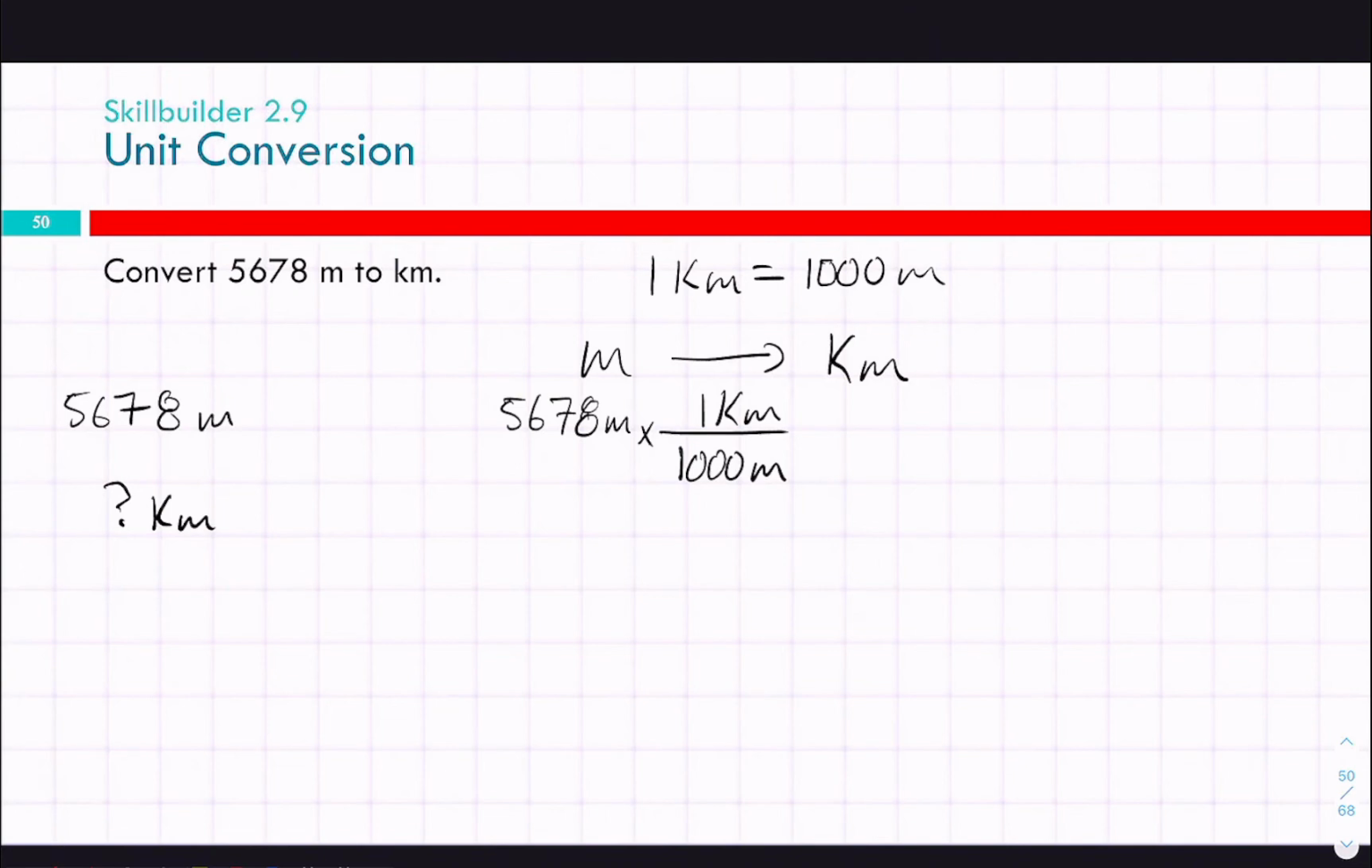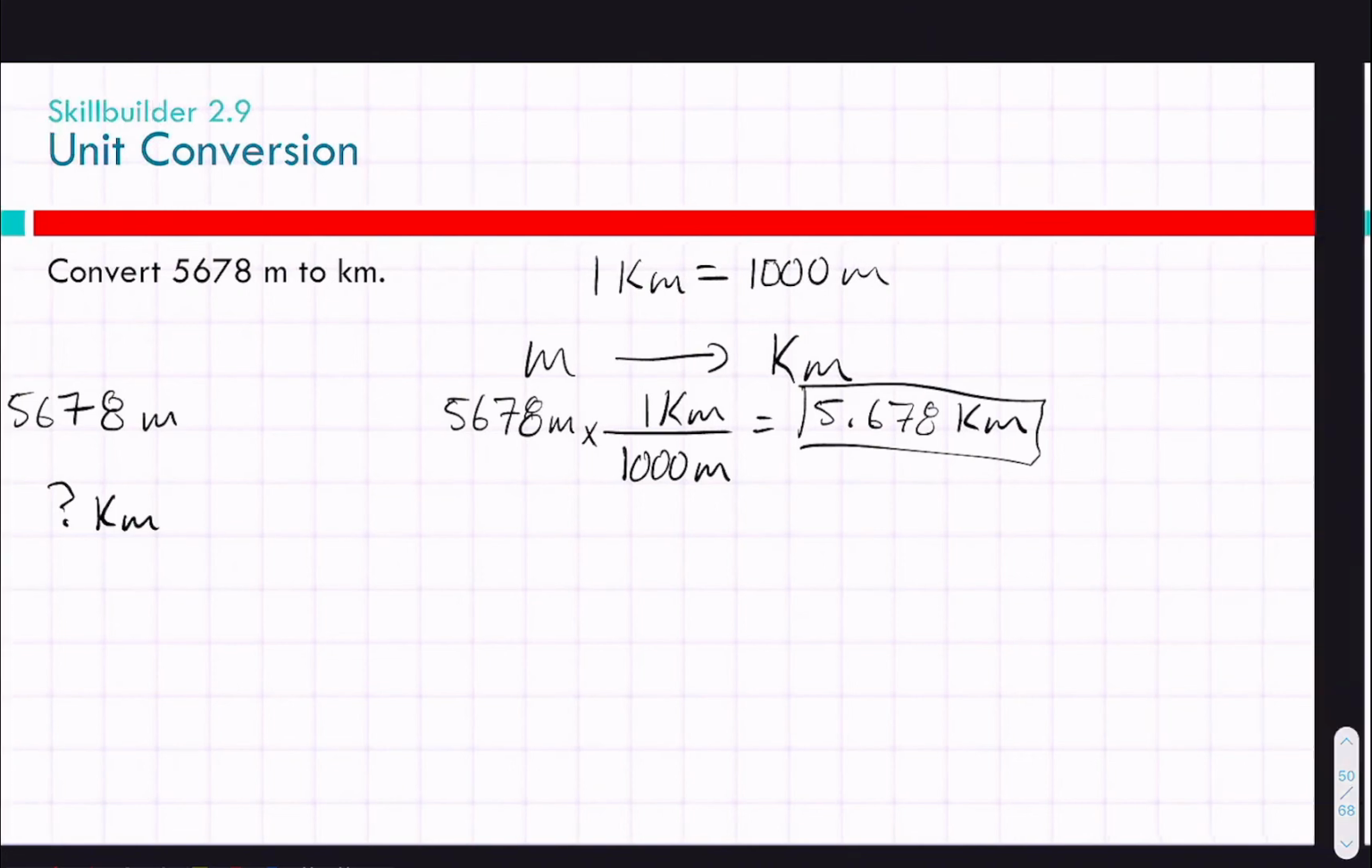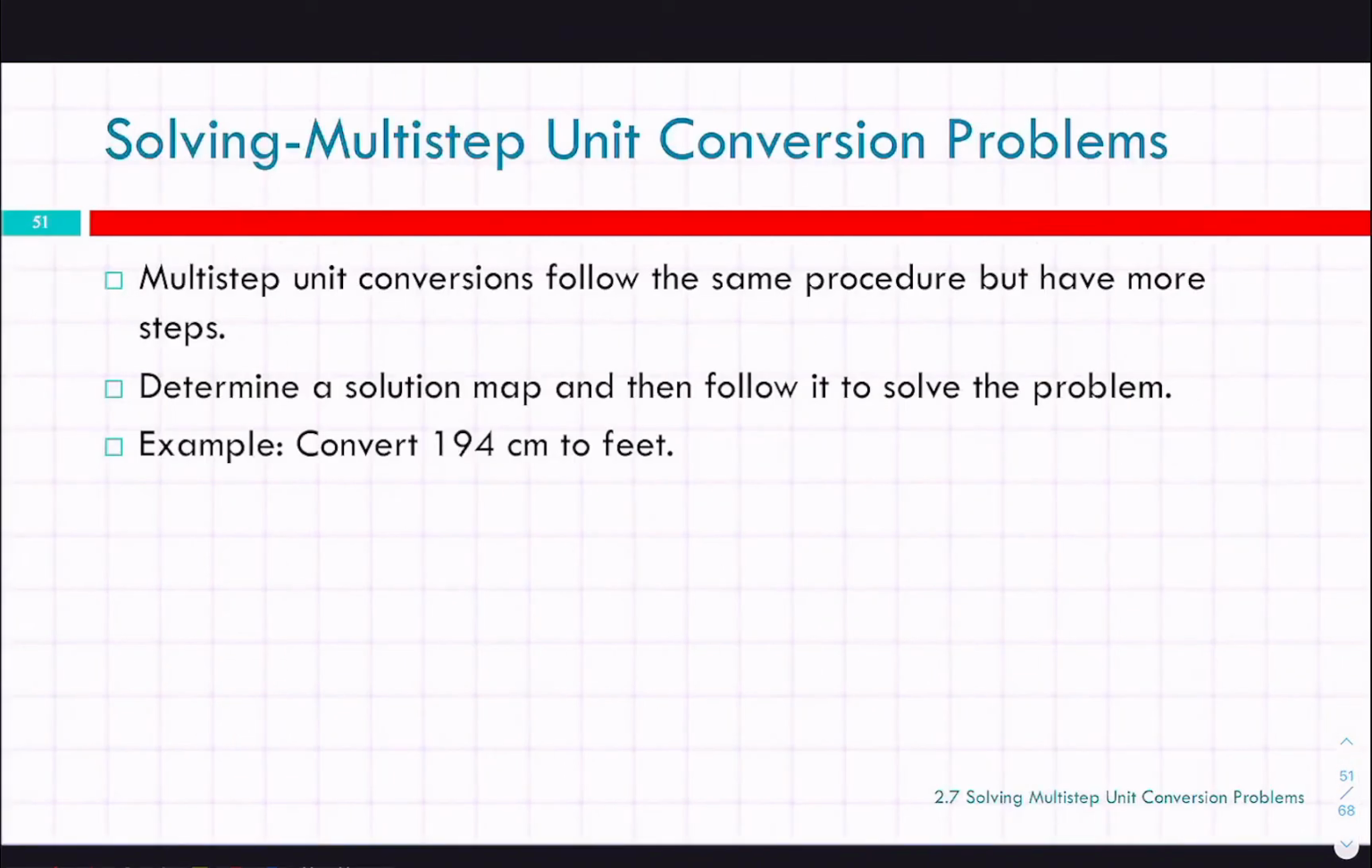So 5,678 divided by 1,000 will give us 5.678 kilometers. How many sig figs? Yeah, 4. So we can actually just keep that whole number there, and that'll be our answer. Any questions so far? Cool. All right, now for multi-step unit conversions, it'll be the same procedure, but more steps.